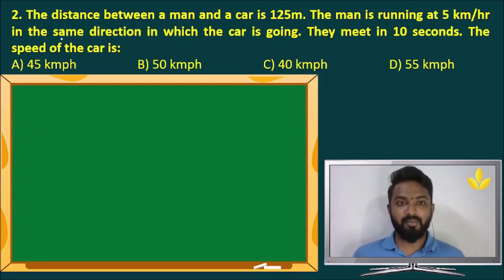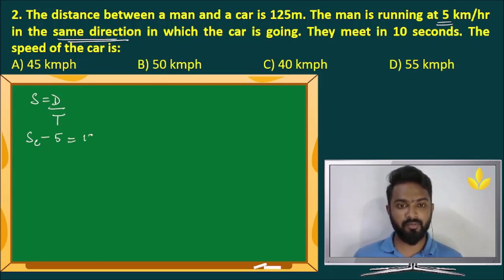In the same direction. Same direction means we all know that speed equals distance by time, and this is relative speed. Same direction means subtraction. That is the speed of the car minus the speed of the man. The speed of the man they have given as 5 km per hour. This is equal to distance. Distance between them is 125 divided by the time taken is 10.